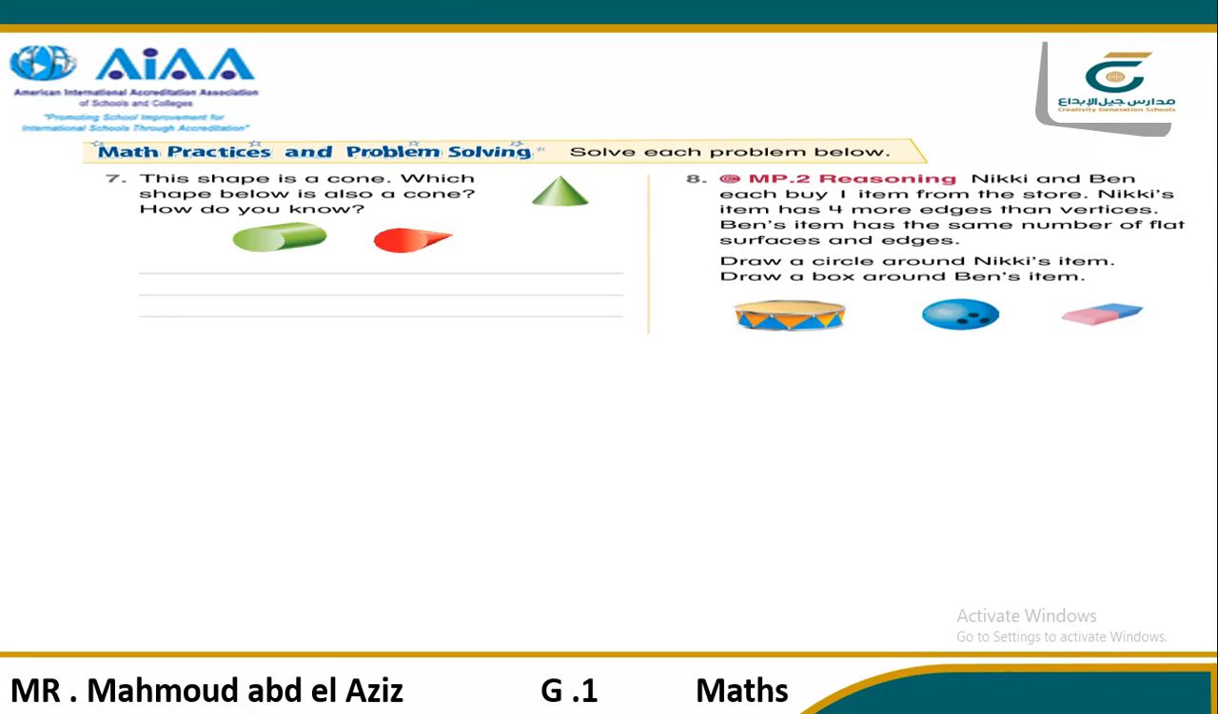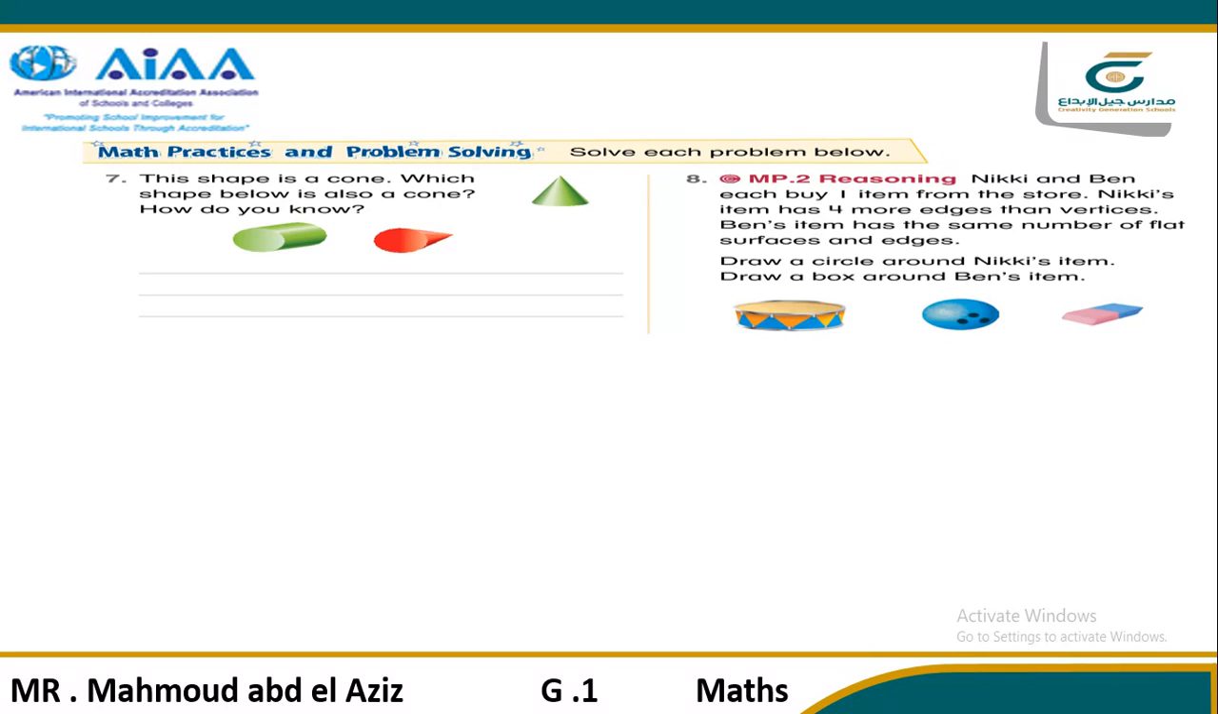So with another question here. Number 7. This shape is a cone. Which shape is also a cone? How do you know? Is it the green one or the red one? Choose one from here. Yes, the red one.